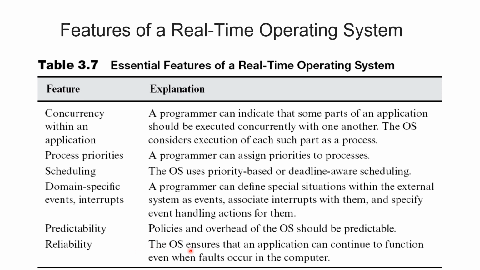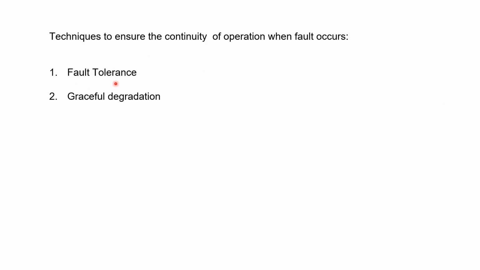And reliability. We know that for reliability, the OS ensures that applications can continue to function even when a fault occurs in the computer system. If any fault occurs, the operating system can continue to function. How can the functions be continued? Based on two techniques: fault tolerance and graceful degradation. What do you mean by fault tolerance? In fault tolerance, the computer system uses redundancy of resources to ensure that the system will keep functioning even if a failure occurs.